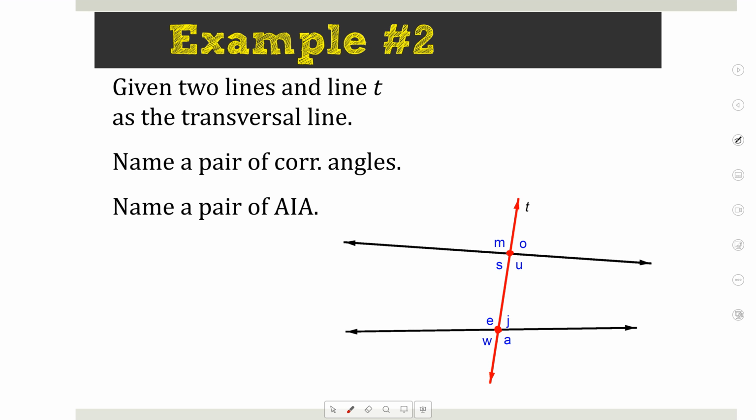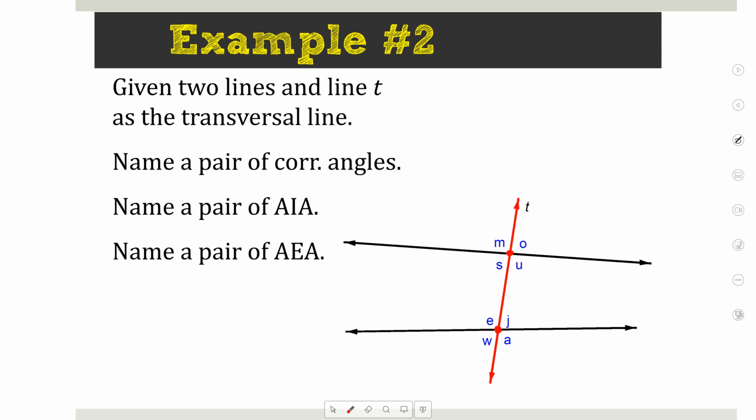You got to pick one from the top point of intersection, so let's start with S. Now pick one from the bottom point of intersection. Which point from E, J, A, or W is the alternate interior angle to S? It is J. Good. Now give me the other pair. Perfect. Okay. Good. So how about the alternate exterior angles, please?